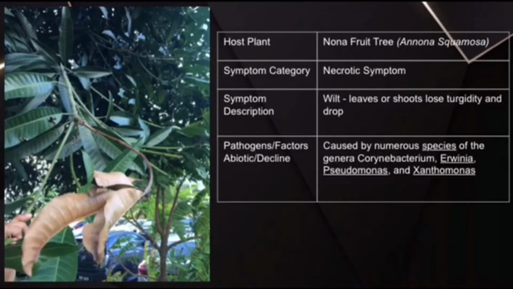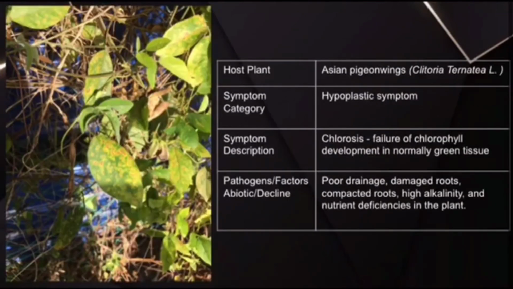Thirdly, a necrotic symptom was found in a nona fruit tree. The identified symptom is wilt leaf. It occurs because the leaf or shoot loses turgidity and drops. The disease is caused by numerous species of the genera Corynebacterium, Erwinia, Pseudomonas, and Xanthomonas.